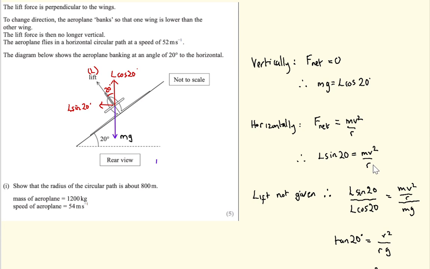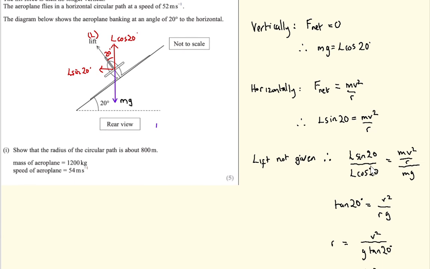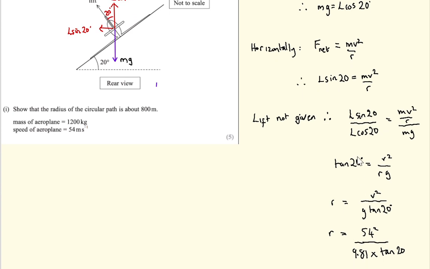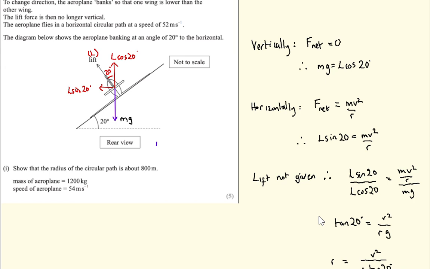Now there is another technique, and even if I didn't work out L, I can use the mathematical relationship of sine over cos being tan. So L sine 20, this equation divided by this equation, L sine 20 divided by L cos 20, is equal to mv squared over r, over mg. The m's cancel, the L's cancel, and we get tan 20 is equal to v squared over rg. Plug in the numbers and you end up with 817 meters. So two ways to answer this question.